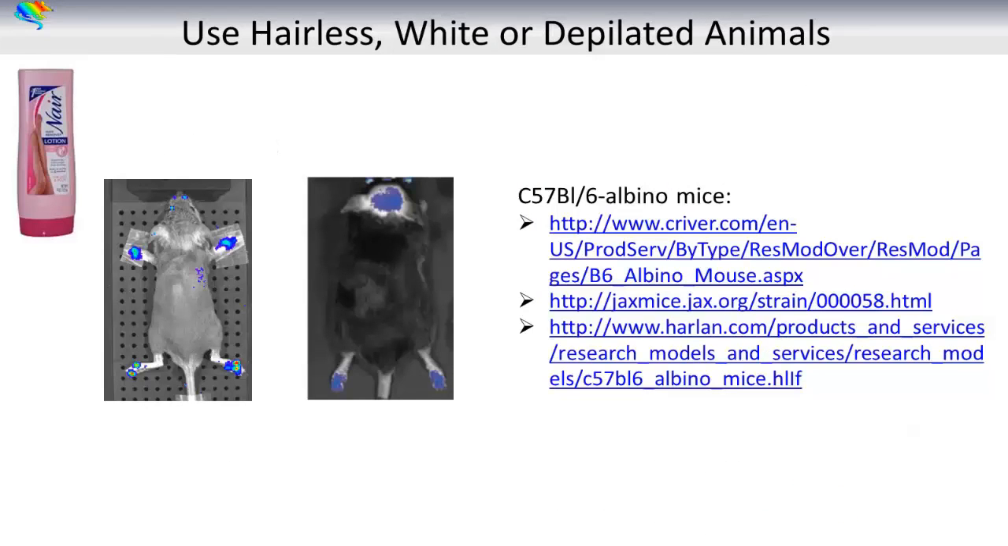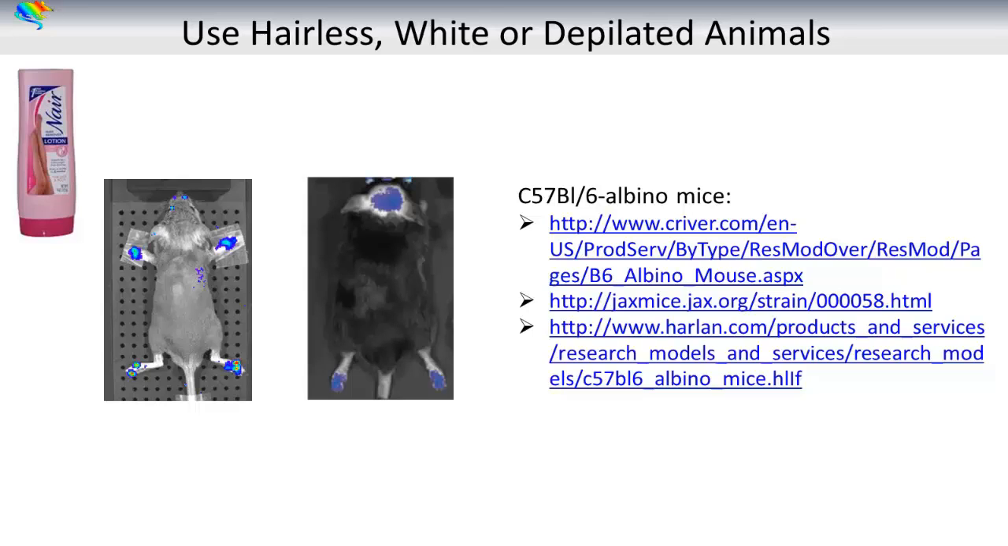Use hairless white or depilated animals. Besides selecting the reporter with the highest sensitivity for your research model, it is also important to determine the best animal for optical imaging. Since the pigment black absorbs light significantly, one will preferentially use hairless, white, or depilated animals. The C57 Black 6 mouse is a very popular strain, and fortunately for us in vivo optical imagers, there is a syngeneic albino strain commercially available through various vendors as illustrated above.